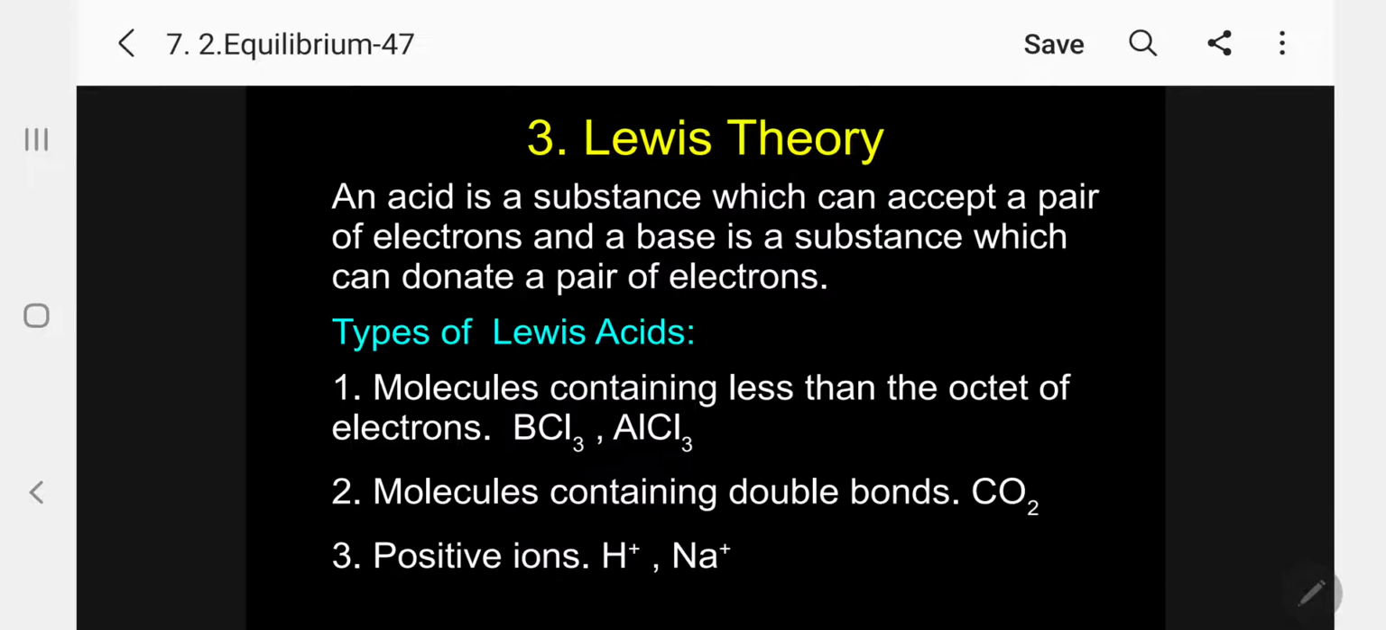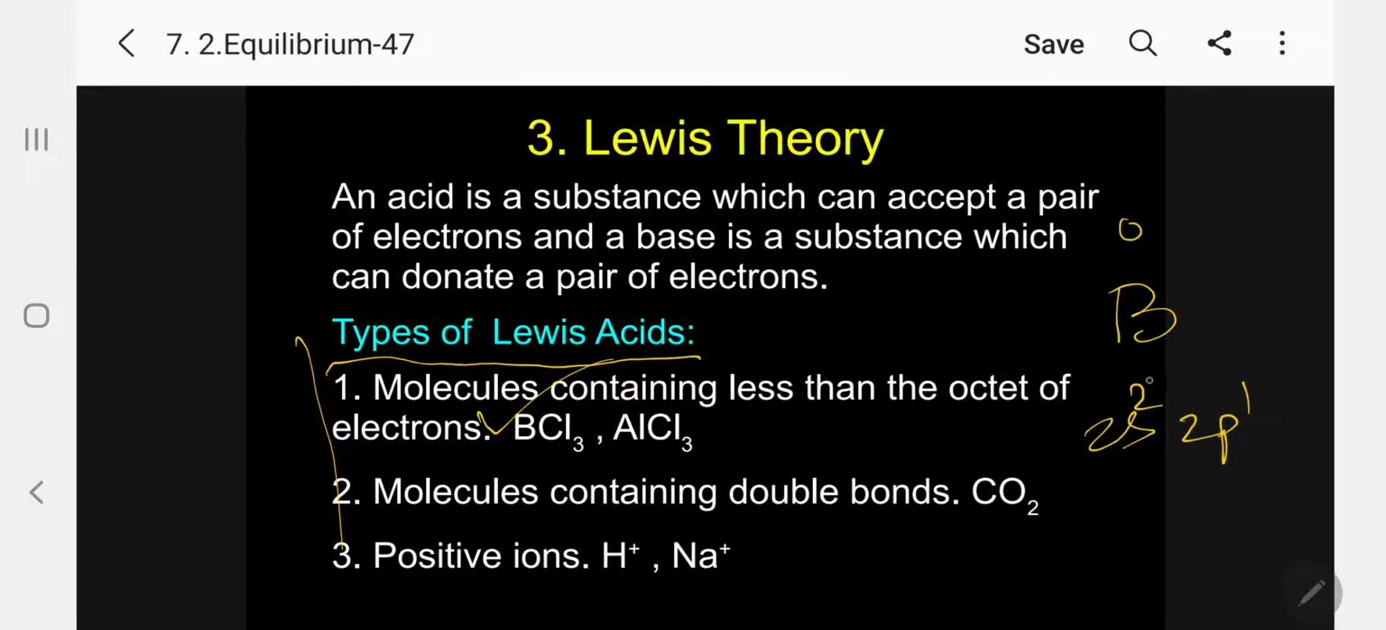Okay, let me come to the types of Lewis acid. These Lewis acids I can classify into three types. This is very, very important. The first type is molecules containing less than an octet of electrons. Example, boron trichloride. The electronic configuration of boron is 2s2, 2p1, so 3 electrons in the outermost shell. When I go for chlorine, it is 3s2, 3p5, 7 electrons in the outermost shell.